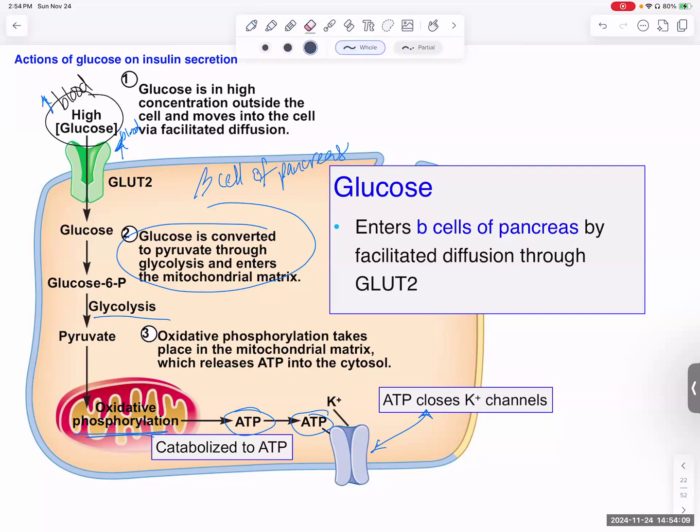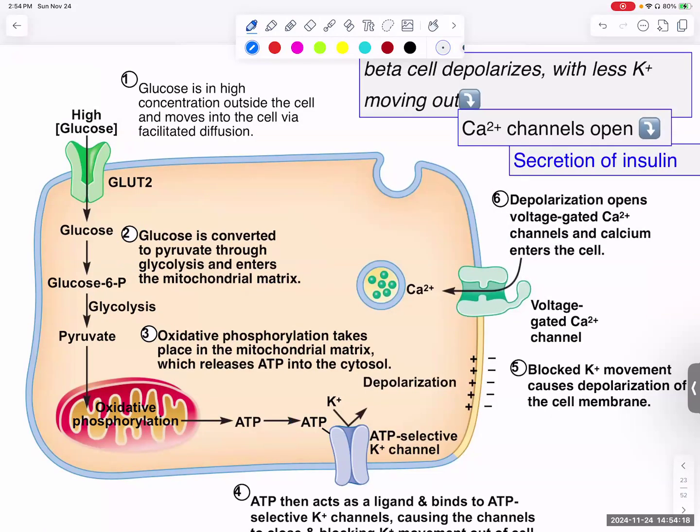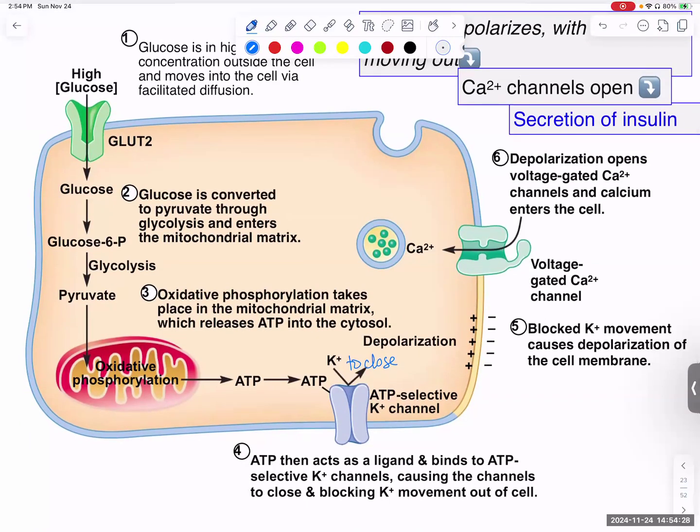That glucose coming in is going to be oxidatively phosphorylated to produce ATP. ATP is going to cause potassium channels to close, which, as you know, is going to cause depolarization. Why depolarization? Because you have an increase in potassium staying in the cell, right? So it's becoming more positive after that channel closes. And now you have depolarization, which opens voltage-gated calcium channels. This should be sounding familiar.